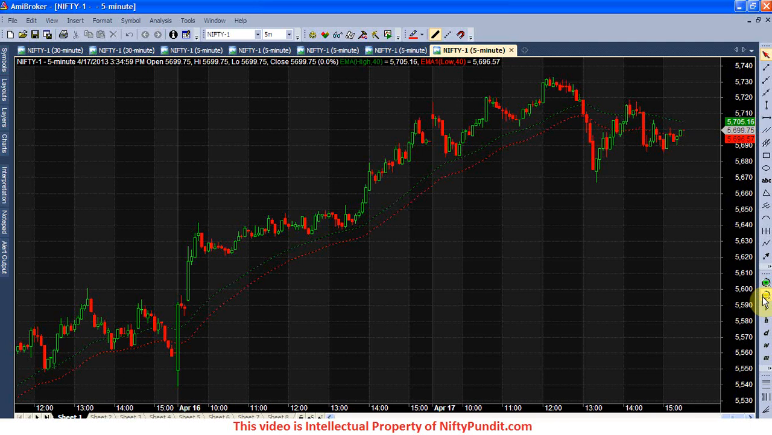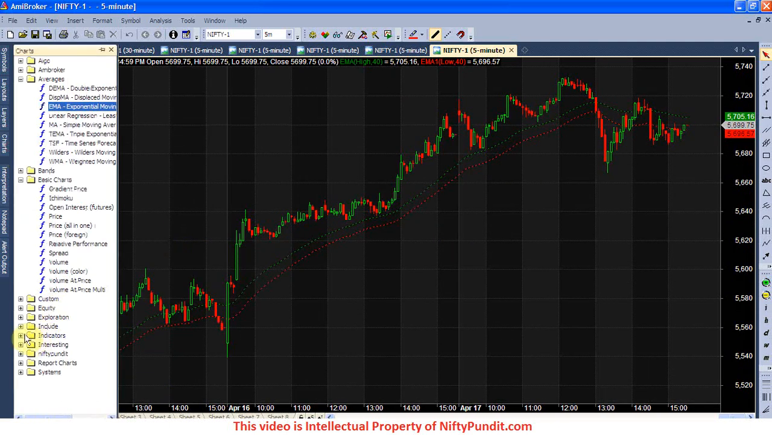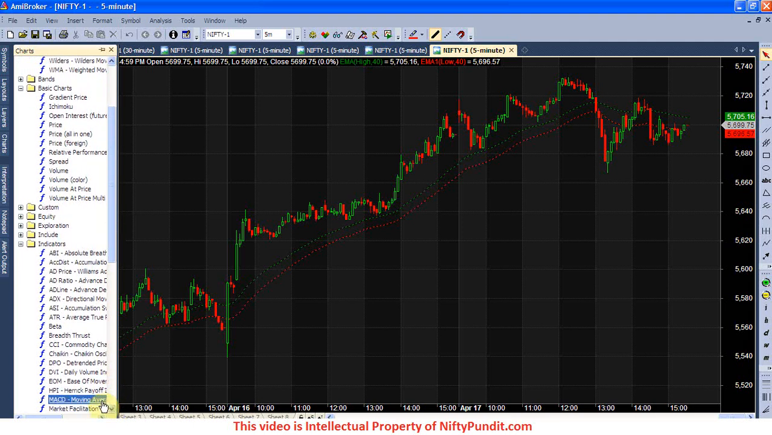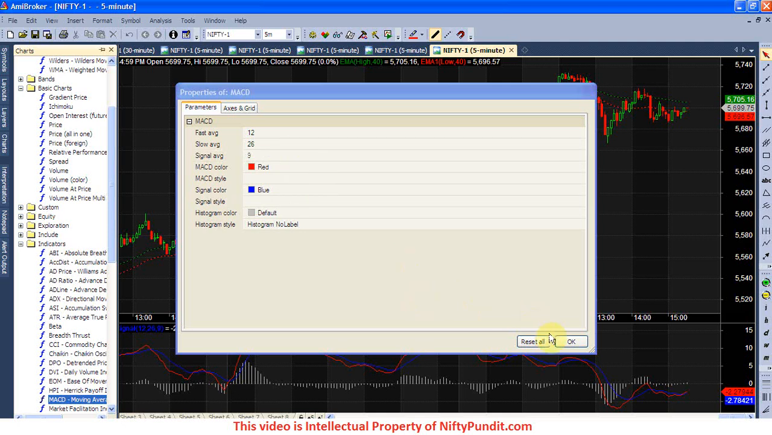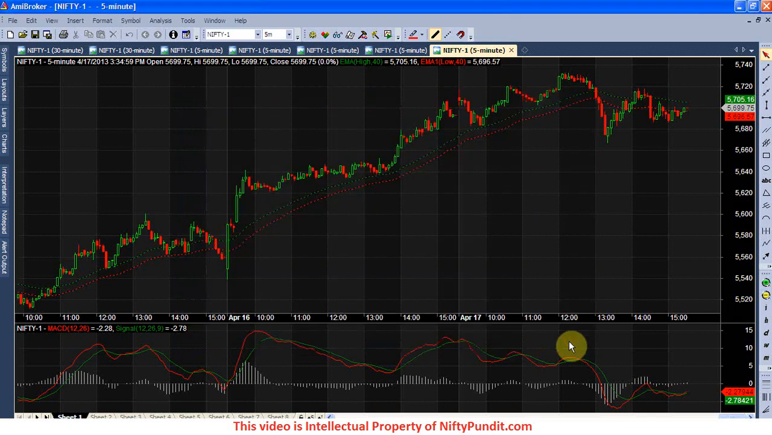Okay, here the system is ready. Now I'm going to add the indicator MACD with default settings. I'll just change this color, the 26 line, to green so that it is going to be more visible. Okay, now I'm going to show the entry for this particular setup.